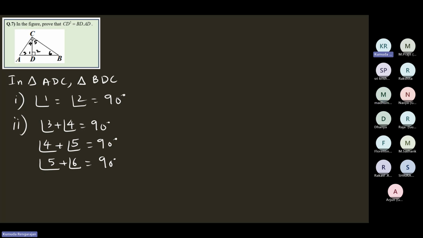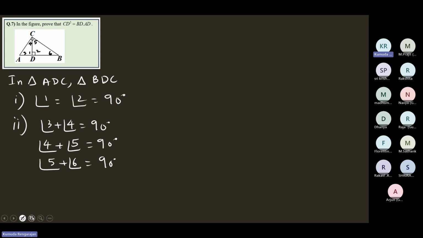Yes, ma'am. 3 plus 4 is 90 because angle 1 is 90, so the sum of the remaining two angles will be 90. 4 plus 5 is 90 because it's 90 degrees. And then 5 plus 6 is also 90. This is enough. Even angle 3 plus angle 6 is also 90. We'll keep this enough.